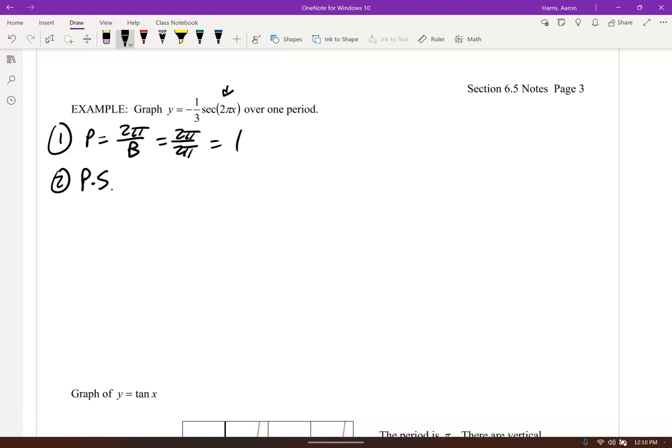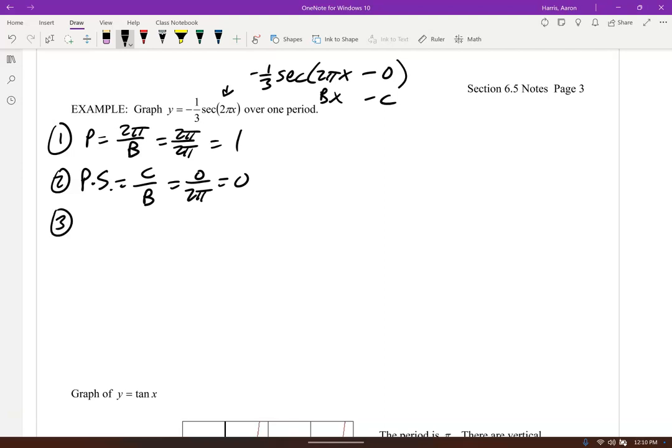Our phase shift, this is negative 1/3 secant 2 pi x minus 0, right? There's our c, bx minus c. Phase shift is c over b, so I got 0 over that 2 pi. So I got 0 for my phase shift, so I'll start there. Increment is 1/4 of my period. So in this case, my period is just 1, so it's incrementally going up by 1/4.